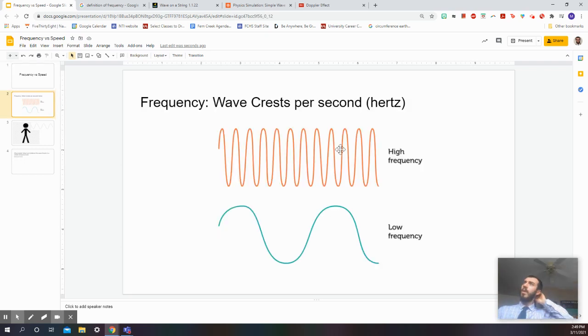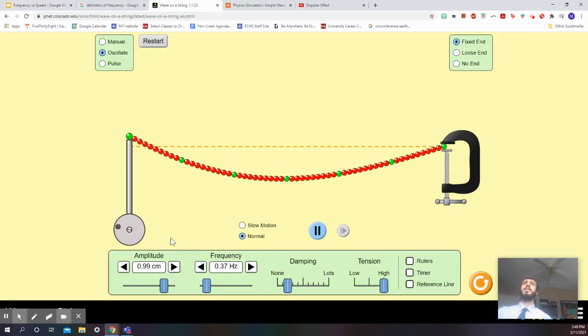So the easiest way to count how often a wave cycle is happening is wave crests per second. You see how it goes high, low, high. That's one cycle. We just count every high point and divide by our number of seconds. It becomes fairly easy to see how often this wave is coming through. And I think it's easiest to see this in a little simulation, right?